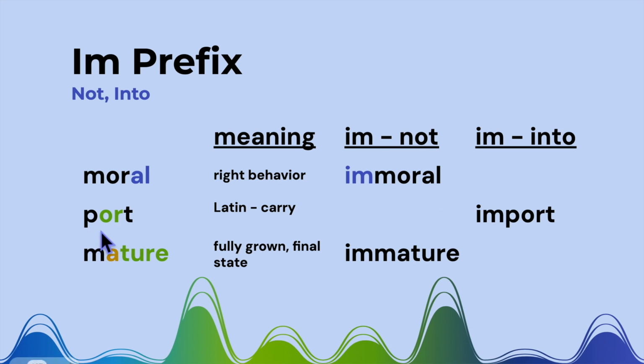OR says or, port. Port is a Latin root that means carry. Here we add im and we get the word import. In this case, the prefix im means into, so to import is to carry something in. This A is going to schwa, which means it will sound like uh. TURE at the end of a word usually sounds like CHER, so this word is mature. Mature means fully grown or something in its final state. So immature means something that is not fully grown.